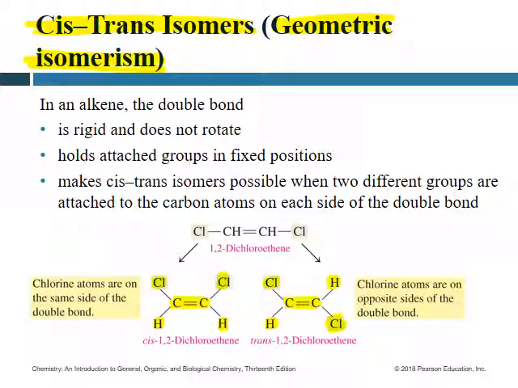What difference does this make? In this case you can see that the 2 chlorines on both the carbons are present on the same side of the double bond, and 2 hydrogens are present on the same side of the double bond. Whereas in this particular structure, the 2 chlorines are present on opposite sides of the double bond. One is up, one is down. One hydrogen is up, one hydrogen is down. When the group that is common to both the carbons in a double bond is present on the same side, it is called a cis isomer. If they are present on opposite sides, it is called the trans isomer.